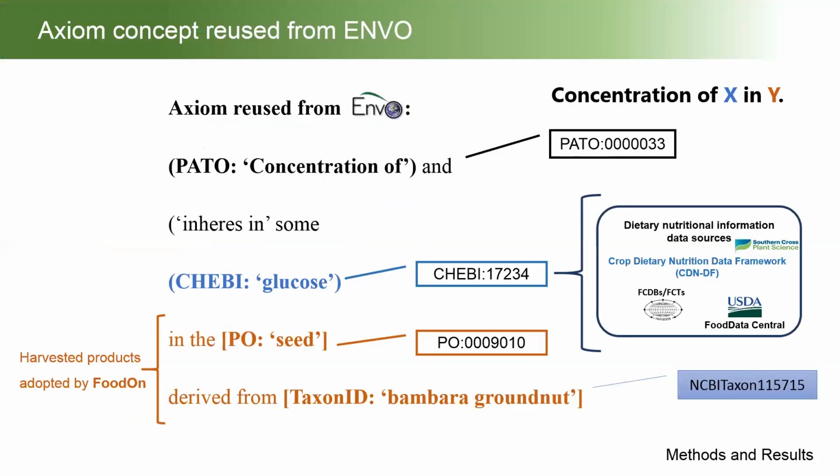Following an axiom provided by the PhD student Kai Blumberg, member of the ENVO team, the CDNO axiom looks mostly like this. The concentration terminology is taken from the Baten ontology. And here is ChEBI glucose, which is taken from the ChEBI ontology, in the seed, and seed is taken from the Plant Ontology, derived from Bambara groundnut. And this specific term will also be associated to the NCBI taxon ID. In this way, we will have all the terminologies cross-referenced.